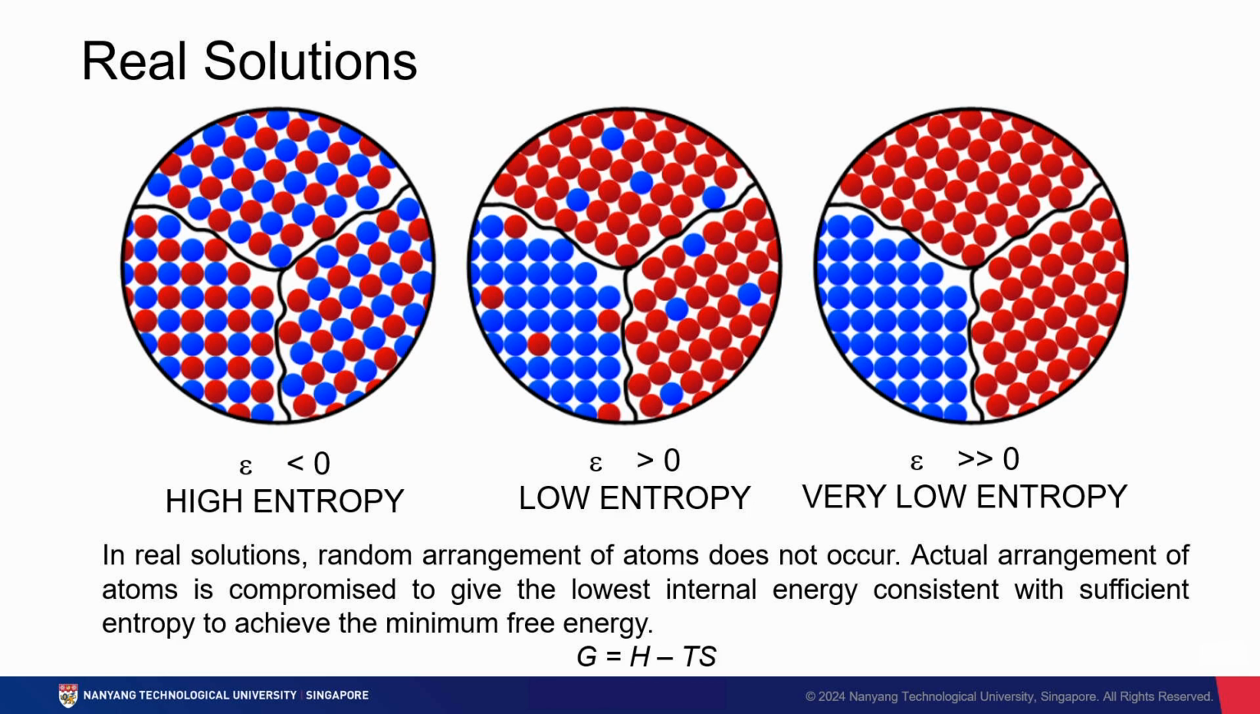Now in real life, complete homogeneity doesn't usually occur. So this situation really is unlikely with very high entropy. It's also unlikely that we are going to see complete clustering, because the arrangement of atoms is usually compromised to give the lowest internal energy consistent with sufficient entropy to achieve the minimum free energy. Remember what this means? It means that it will reach a state of equilibrium.